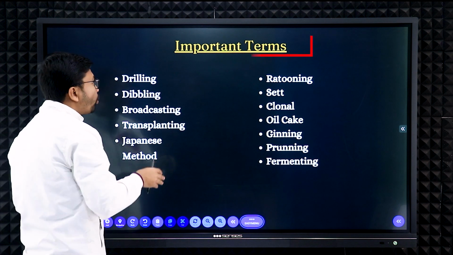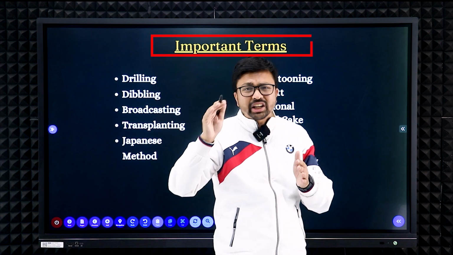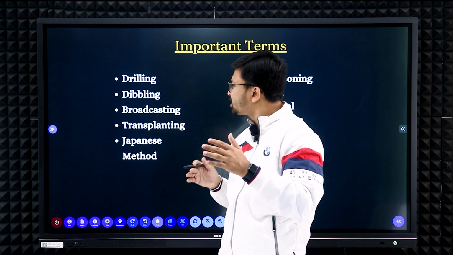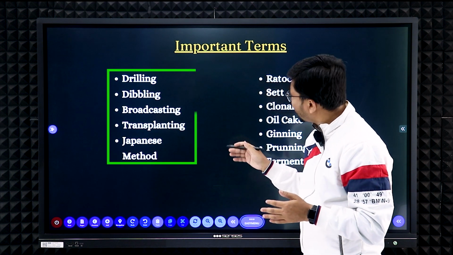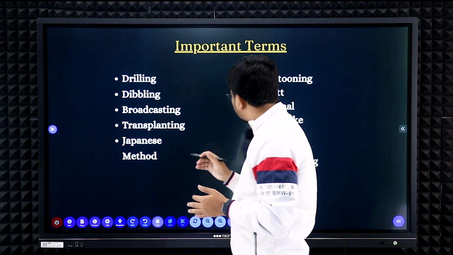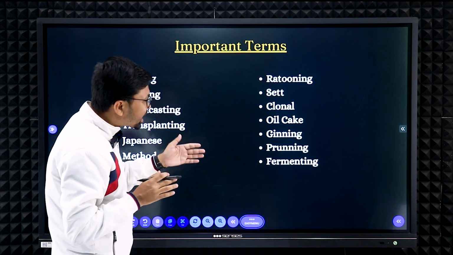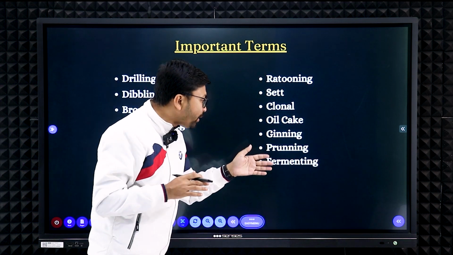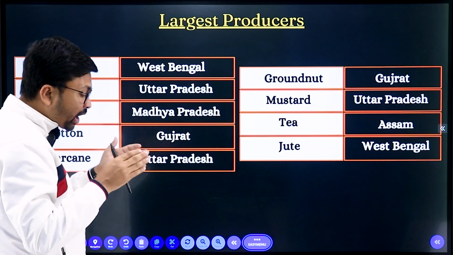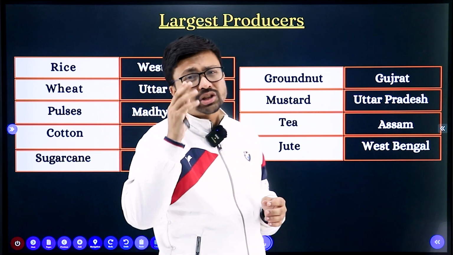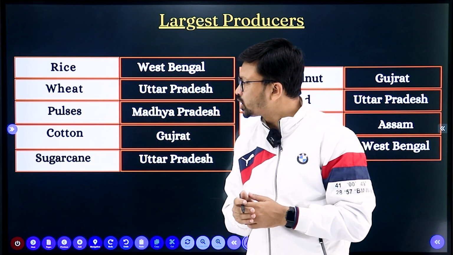Now you can see one more important thing: those are the important terms from your syllabus that you need to focus on. Drilling, dibbling, broadcasting, transplanting, Japanese method, retting, set methods, clonal methods, oil cake, ginning, pruning, and fermenting. Those are the important terms you need to focus on, and you can get good marks, because those terms are very, very important for your MCQ questions.